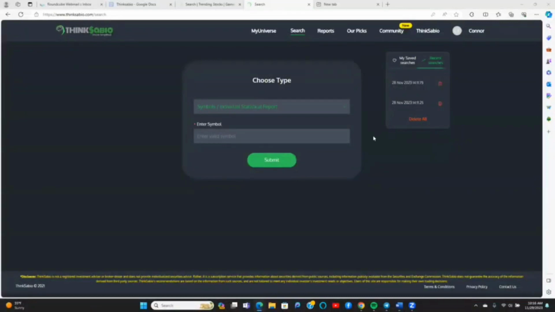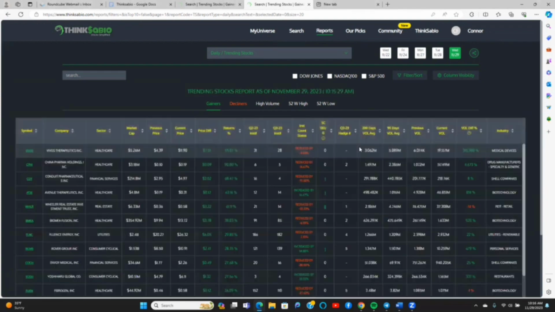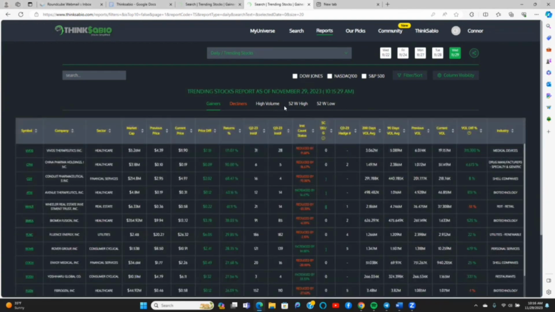The daily trending stocks report is valuable for people getting high quality information each day about which stocks are going up and which are declining. You can access this report by clicking on the Reports tab here, and it'll be the first one that shows up. As you can see, once it loads, there are lots of ways to look at the data based on what's trending each day.